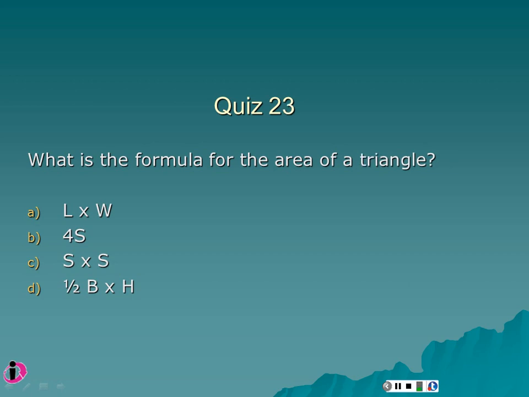Triangle. It must be C, D, right? Because the triangle is a little bit weird. You do half times base times height.